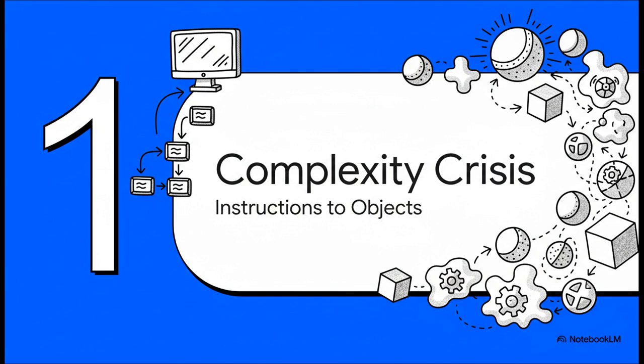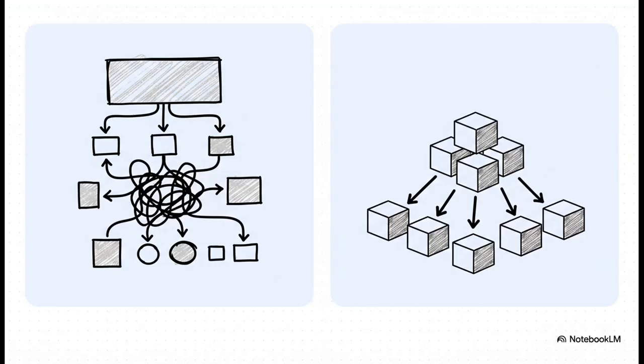Section 1, the code complexity crisis. This was a huge mental shift, right? We went from just giving the computer a long to-do list to actually building a little world inside the machine, a world full of objects that talk to each other. And this slide really shows the 2 different ways of thinking.